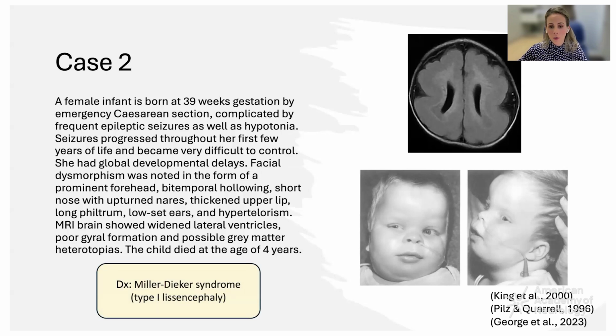Miller-Dieker syndrome is a neuronal migration disorder clinically characterized by classic lissencephaly, microcephaly, cardiac malformations, growth restriction, and characteristic facial features, including prominent forehead, down-slanting palpebral fissures, short nose with upturned nares, protuberant upper lip, and micrognathia. Death usually occurs in the first few years of life, and development remains at the 3 to 6 month level.